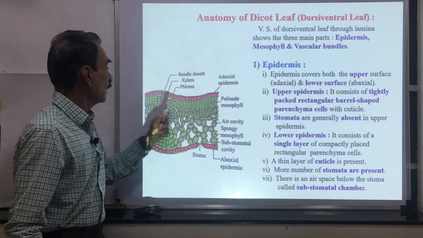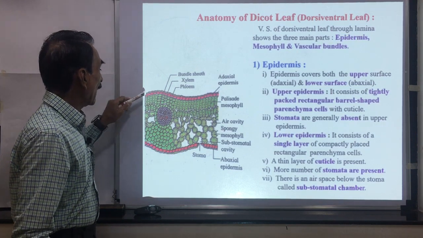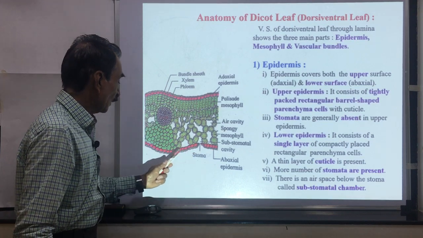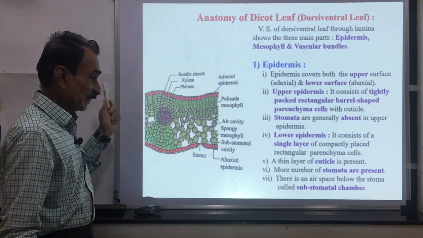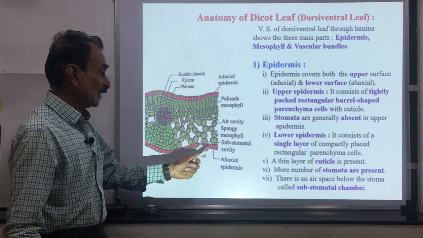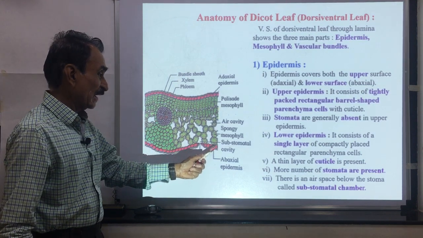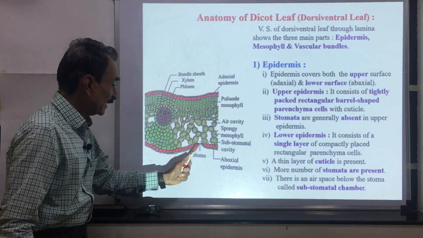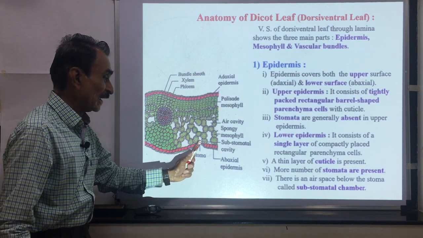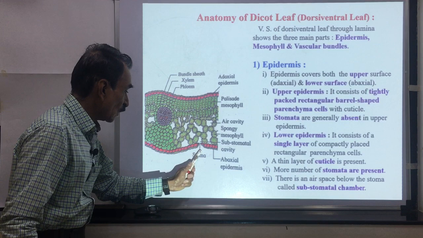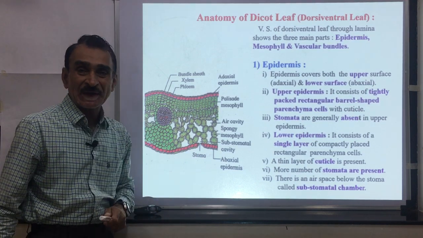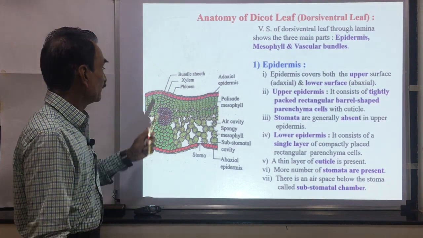This is a waxy layer. Here this is the epidermis, and over this epidermis there is a cuticle on both the epidermal surfaces. More stomata are present on the lower epidermis. Here you can see that there are air spaces. This is called the substomatal chamber. This is a stoma, and inside the stoma there is a chamber. This is called the substomatal chamber.